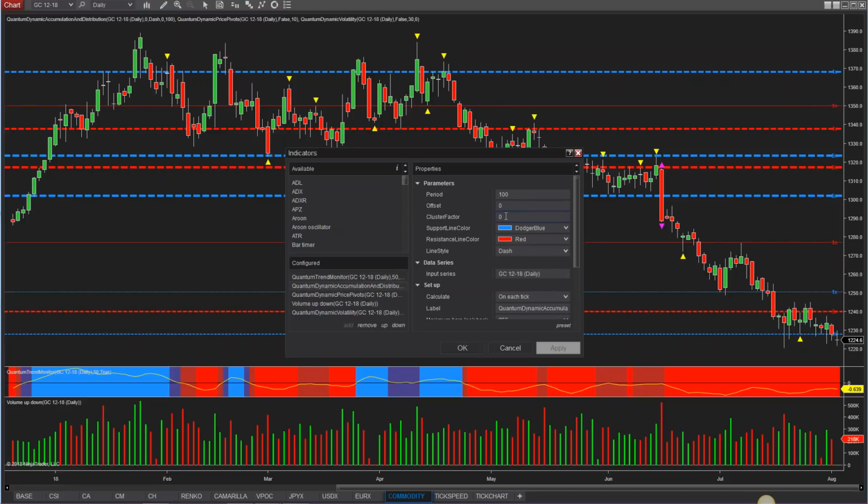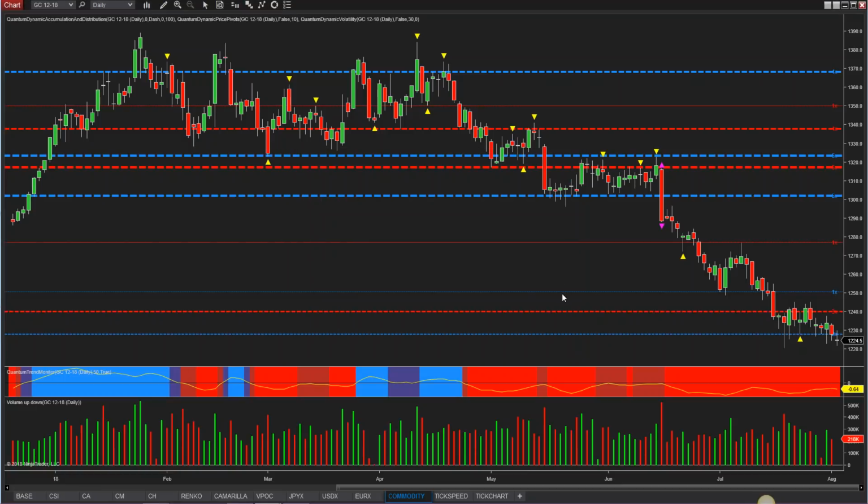Now I've got the cluster factor of 0. In other words, I'm showing all the levels here. When it's 0, for those of you who have this indicator, it's showing a 0 at the moment. So I've basically got all the levels displayed. And the accumulation distribution is very similar to the support and resistance indicator on MT4 and 5 because it's purely based on price action. So it's building these levels of resistance, these levels of support, and the wider the dashed line, the more significant those levels.